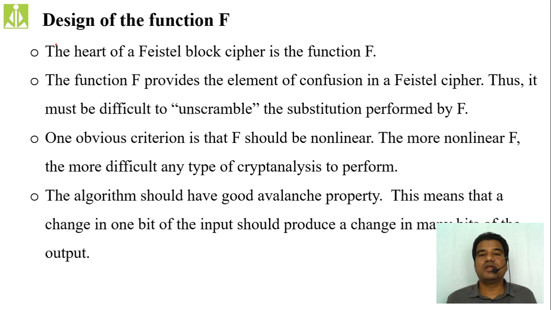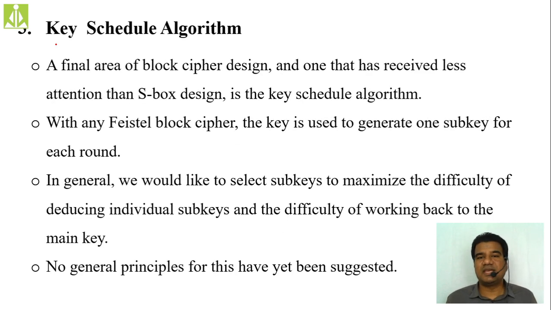So our algorithm should have the avalanche property. This means that a change in one bit of input should produce a change in many bits of the output. So this thing you remember. Then the key scheduling algorithm, as I said: whatever key we are selecting, we are not giving that key as it is to the encryption algorithm. Rather, we are deriving many subkeys from that actual key.